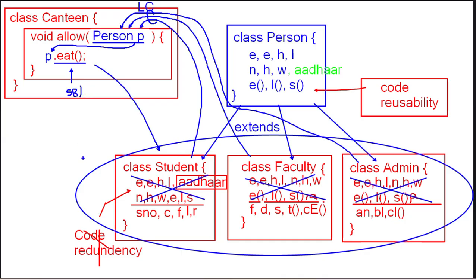Now try to answer. When you call each method by using P, if the object is student, it executes for student. If the object is a faculty, it executes for faculty. If the object is an admin, it executes for admin. That means the single method you call automatically changes from one subclass to another subclass. That feature is called static binding or dynamic binding.